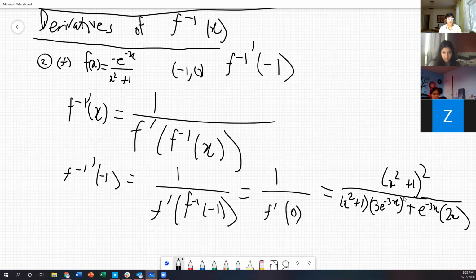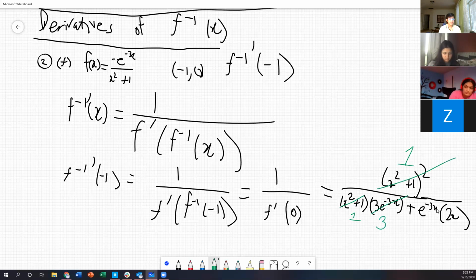Yeah. Okay. All right. So now I can just substitute 0 in. So the numerator, we're going to get, so 0 squared plus 1 is what? 1 squared. So that's just 1. Right? And then 0 plus 1, so that's just 1. E to the -3 times 0, so that's e to the 0 is 1, times 3 is 3, so this right here is 3.